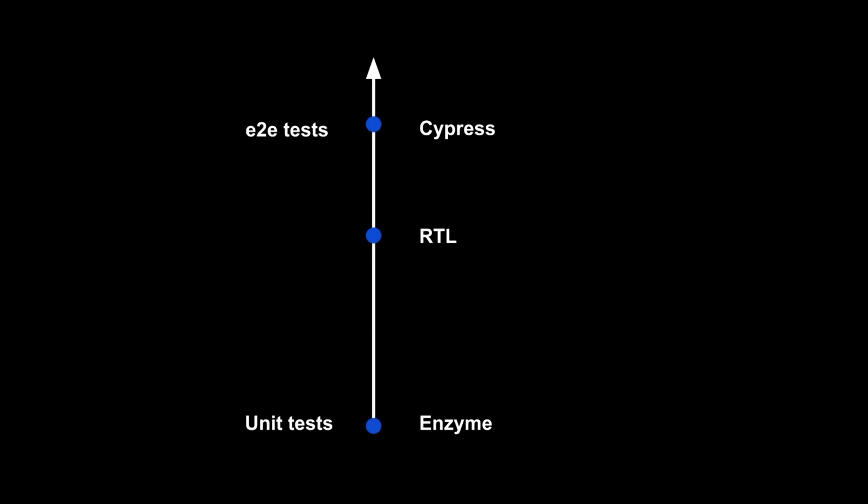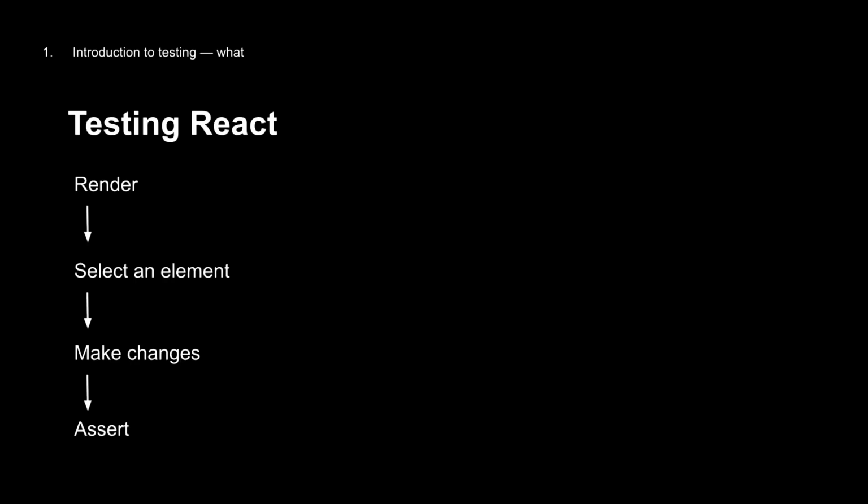So let's think about Enzyme and React Testing Library at the same time and about testing React in general. Absolutely all of those work in 4 different steps. They render a component first. So if you want to write a test in Enzyme or React Testing Library, you have to hit render first. Then you need to select an element or make some changes and run assertions based on that.